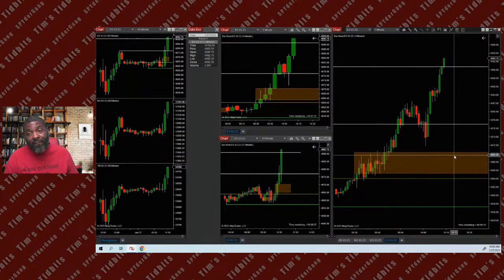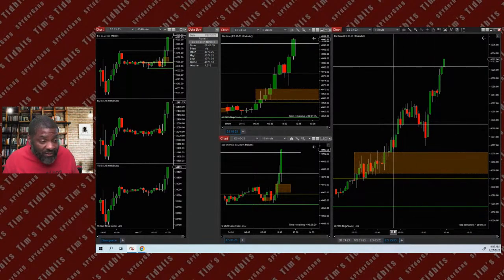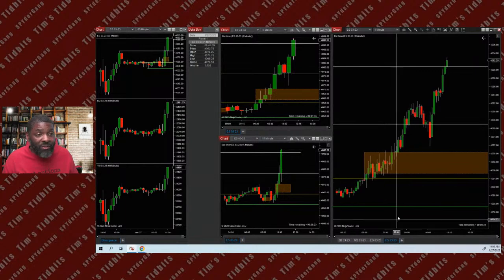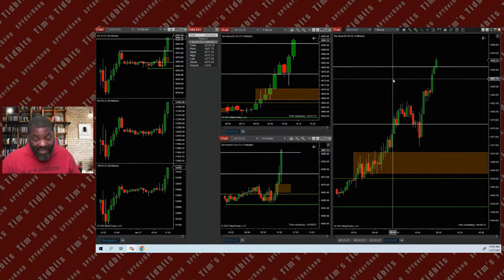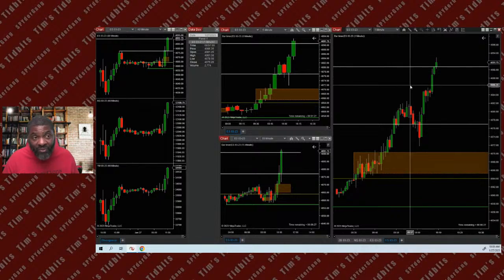And then from here, the only thing I would do, if I just had to trade something, is wait until the market gave me a reversal signal.